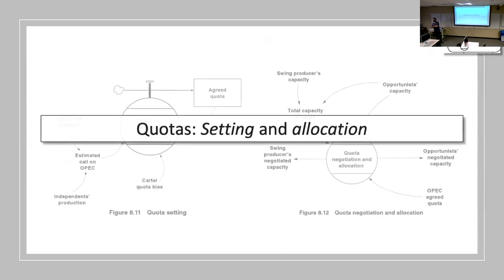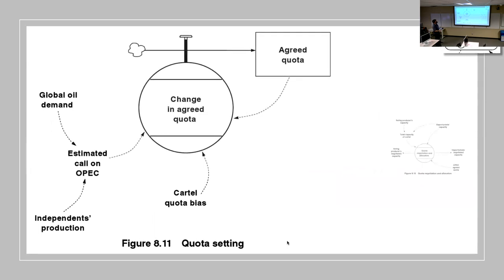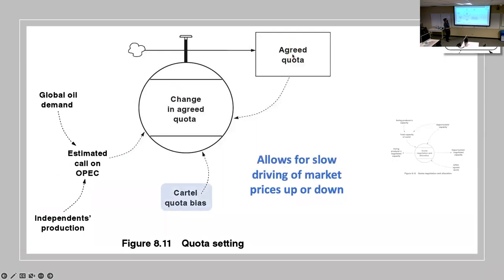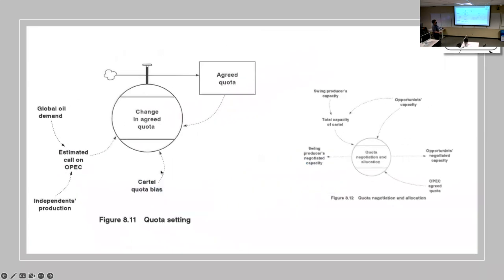Okay. So setting an allocation, quota setting, again, we make a stock because it changes over time. And, you know, when in doubt, the flow is the change in the stock, the change in agreed quota. And so we've got some sort of quota bias that has to do with where they want to start their quota. And then based on how much demand is coming from the globe and how much is being produced by the independents, they estimate how much oil needs to be produced by OPEC. And that's how they end up deciding on the quota. This allows for slow dynamics here in this bias term.